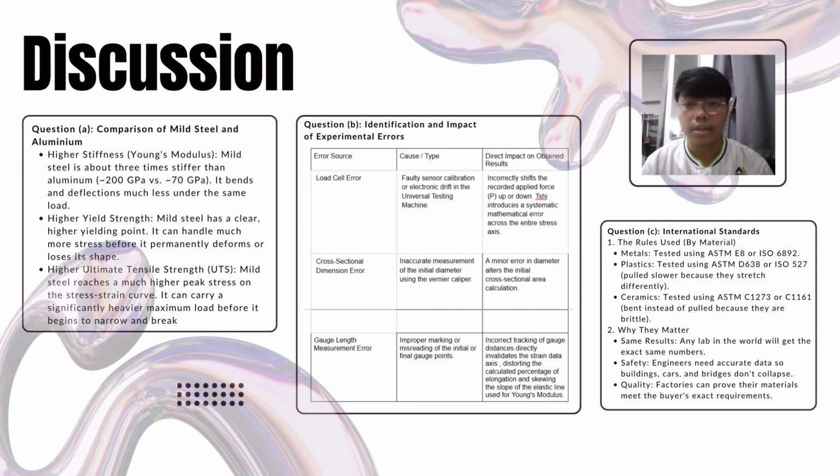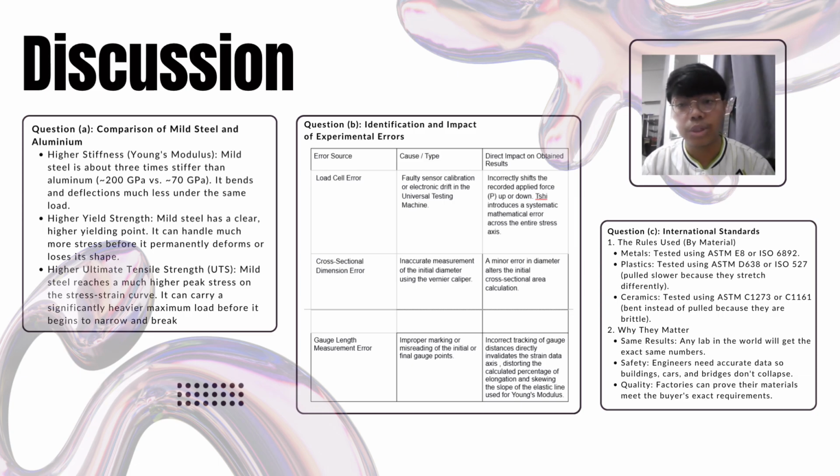Second, regarding yield strength, mild steel has a distinct, much higher yield point. It handles a larger amount of stress before it permanently deforms or loses its original shape. Finally, mild steel achieves a much higher ultimate tensile strength. It can carry a significantly heavier maximum load on the stress-strain curve before it begins to neck and break.